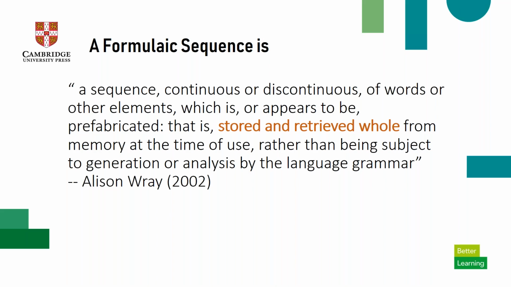If, for example, the verb to pass out, as in to faint or to lose consciousness, you learn that in that meaning as a whole thing. You don't learn it as pass plus out. You store it as a whole thing, and when you need to use it, you retrieve it from memory as a whole thing. And the language grammar doesn't actually even apply as you retrieve it.